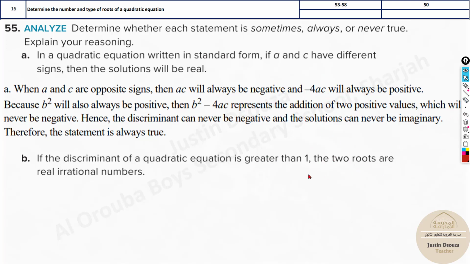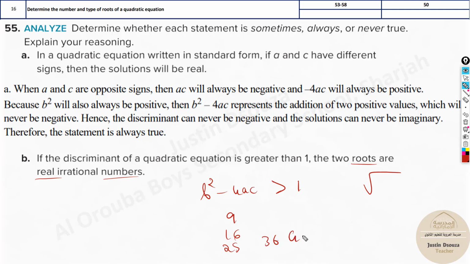Now, if the discriminant of a quadratic equation is greater than 1, the two roots are real and irrational. Now, this is not correct. If b square minus 4ac is greater than 1 or greater than 0, yes, it will be two real roots. Real roots is correct. But whether it will always be irrational, we can't say, because if the discriminant, whatever this value is, is a perfect square, like 9, 16, 25, 36, 49.